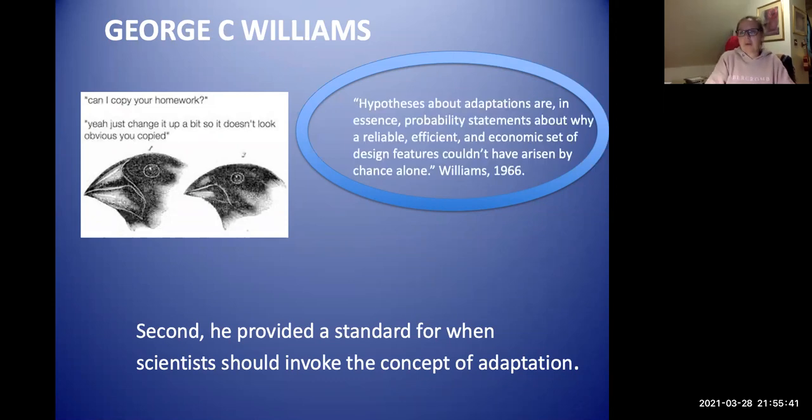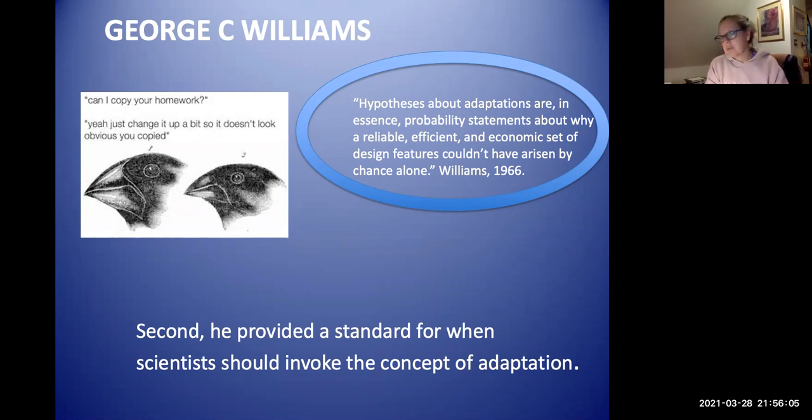Okay, so this is a quote out of that book there. Hypotheses about adaptations are, in essence, probability statements about why a reliable, efficient, and economic set of design features couldn't have arisen by chance alone.